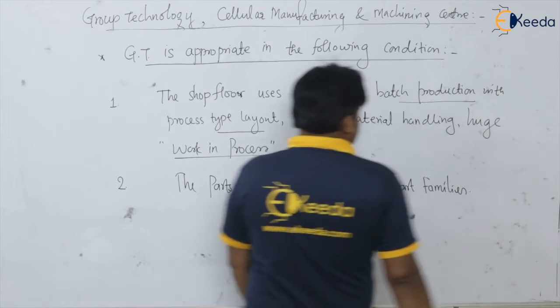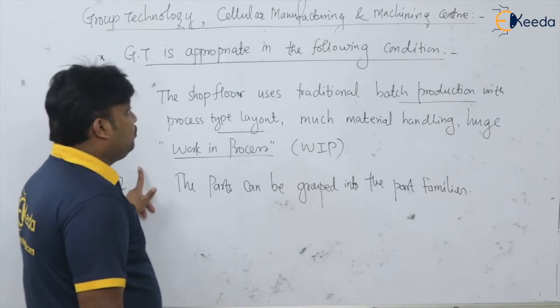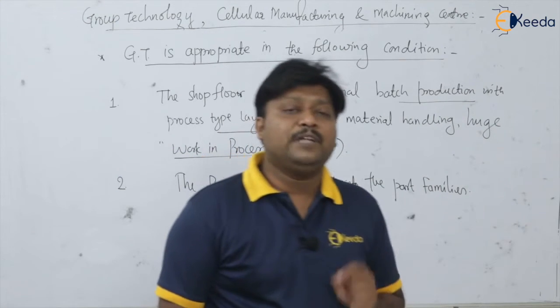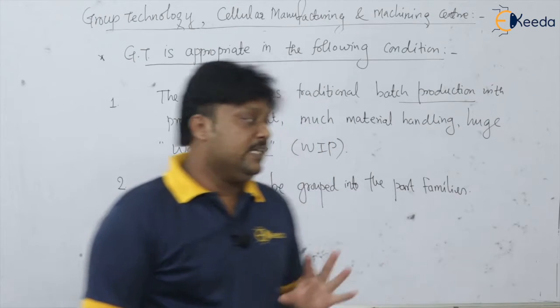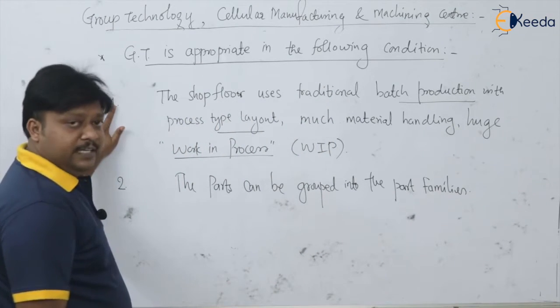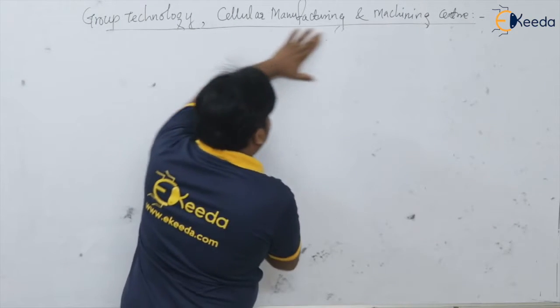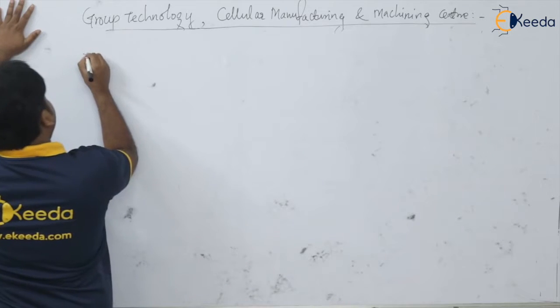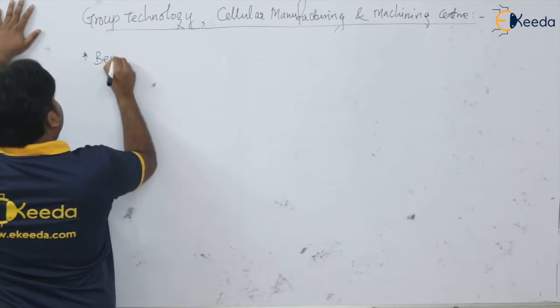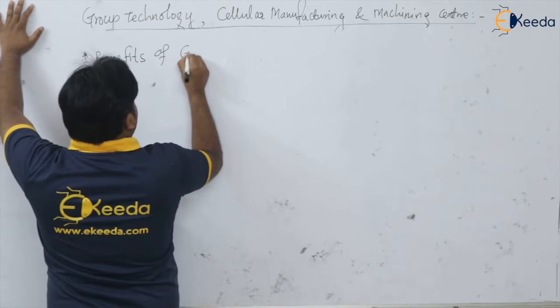So this is the second condition. These two conditions are appropriate to have group technology. Then only we can implement group technology in these conditions. Okay, so after having these appropriate conditions, what are the benefits of GT, group technology?